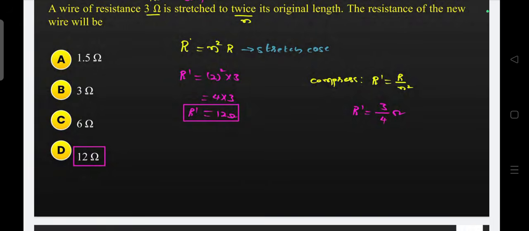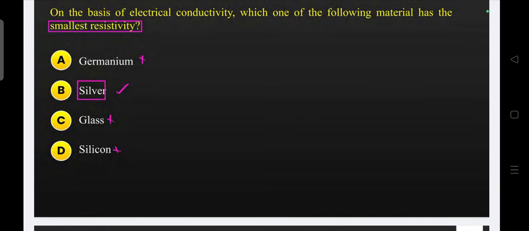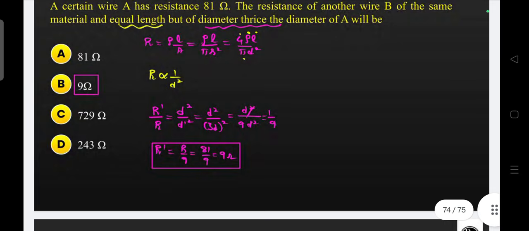Next question. A wire of resistance 3 ohm is stretched to twice its original length. The resistance of the new wire will be R' = n²R. n is given as 2, so 2² × 3, 2 twos are 4, 4 × 3 = 12. Answer is 12, D. Next question. On the basis of electrical conductivity, which of the following materials has the smallest resistivity? Answer is silver.